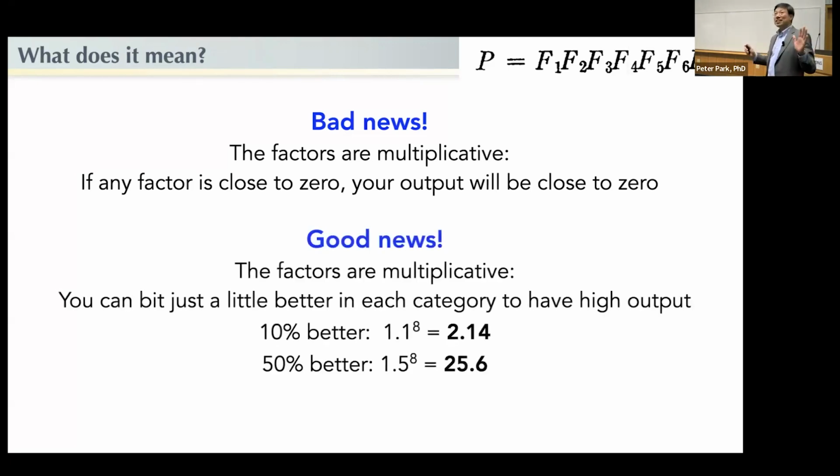But the whole point of this, it's also good news, okay? Why is it good news? Because the factors are multiplicative. It means you can just be a little bit better in each category to have a high throughput, high output, okay? So I did some calculations. If you're 10% better on each of these categories, your output will be twice as much. If you are 50% better in each category, you will be 25 times more productive, okay?